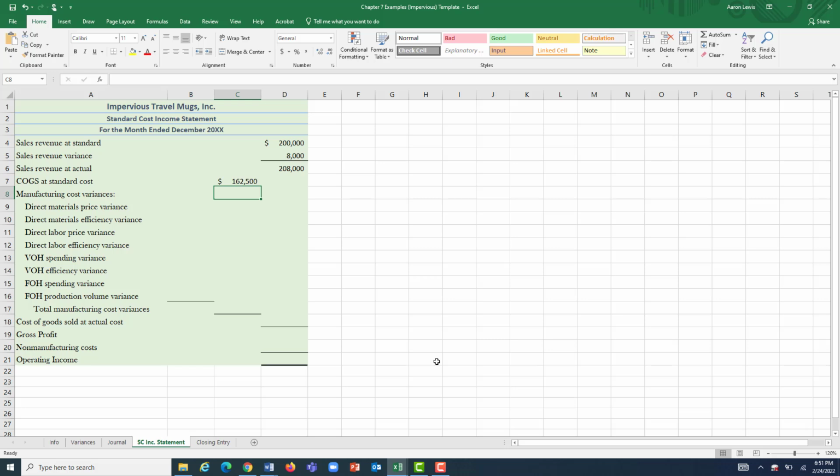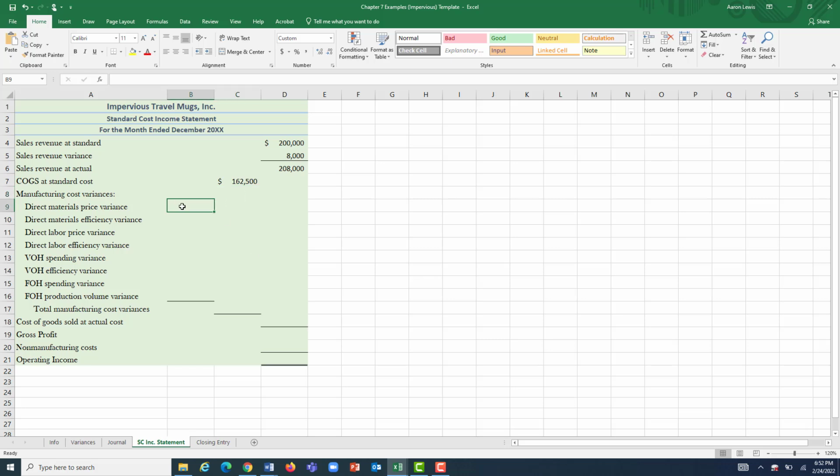So if we hit all of our standards, the quantity of materials that went into each mug, the price that we paid for those materials, the quantity of labor that went into each mug, the price we paid for labor, anything to do with our driver and our overhead allocation rates, like we hit everything perfectly, we should have had $162,500 worth of inventoriable cost go into goods which got sold during the period. That's obviously not what happened because we have a bunch of variances. What variances do we have?